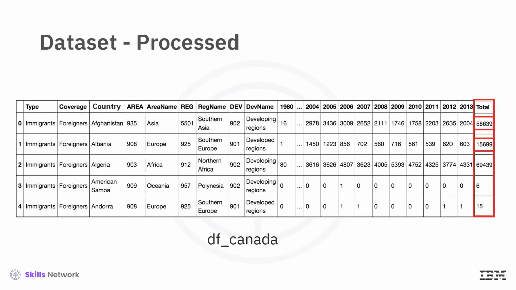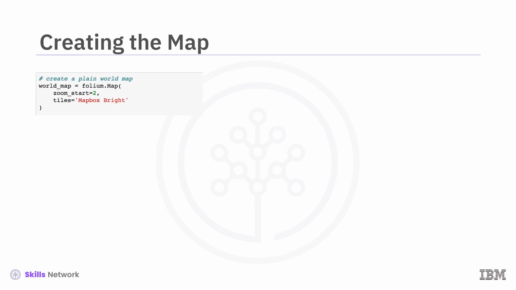Before creating the map's code, let's quickly recap our dataset. Recall that each row represents a country and contains metadata about it, such as where it is located geographically and whether it's developing or developed. Each row also contains numerical figures for annual immigration from that country to Canada from 1980 to 2013. And let's name our data frame df_Canada. So now that we know our data is stored in the data frame df_Canada, let's see how we can generate a Choropleth map of the world showing immigration to Canada.